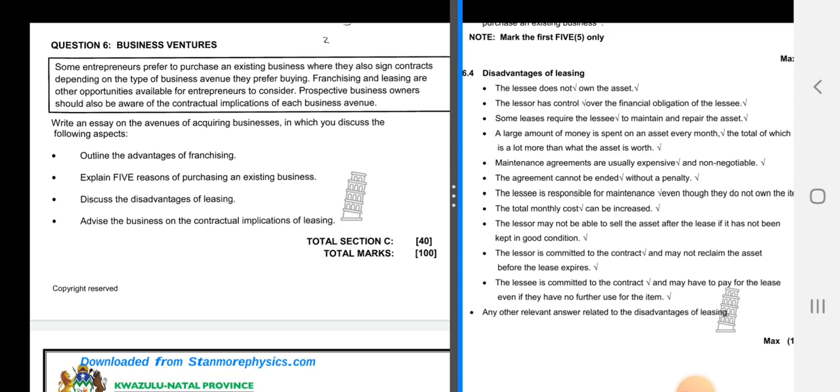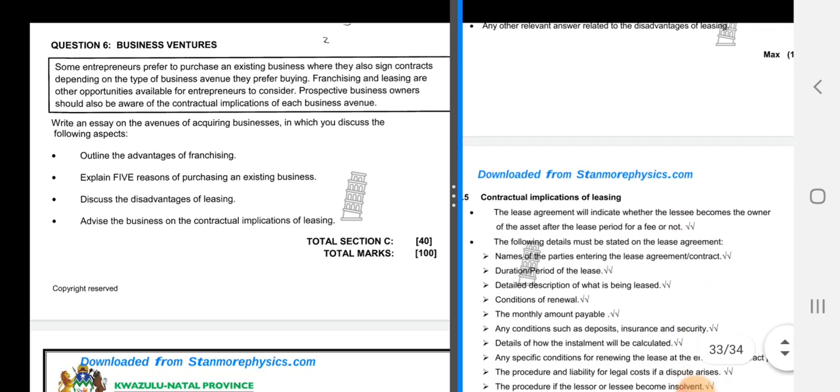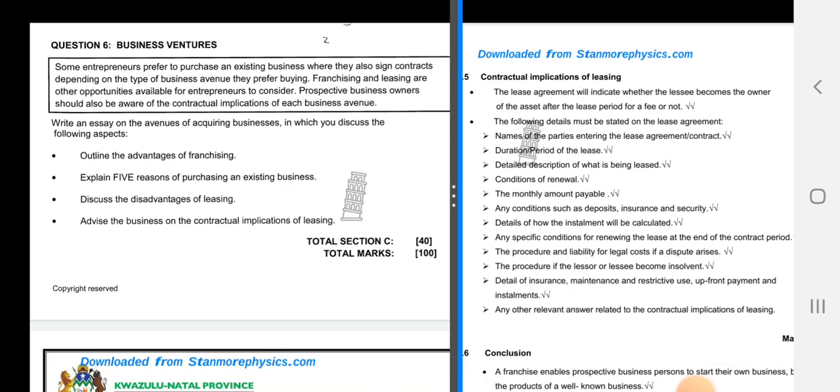Advise the business on the contractual implications of leasing. So the lease agreement will indicate whether the lessee becomes the owner of the asset after the lease period, for a fee or not. The following details must be stated on the lease agreement: names of the parties entering the lease, duration period of the lease, detailed description of what is being leased, conditions of renewal, the monthly amount payable, any conditions such as deposits, insurance, and security.